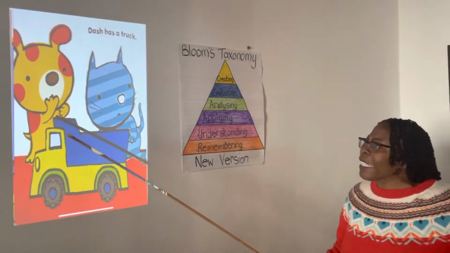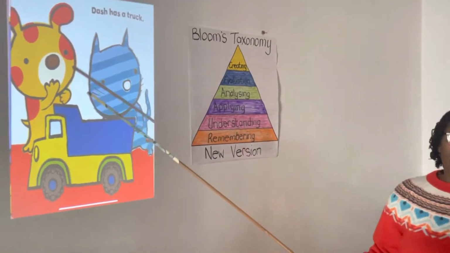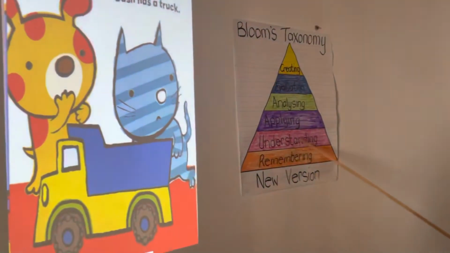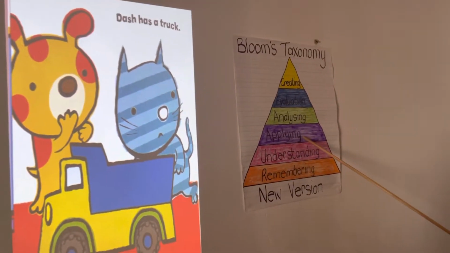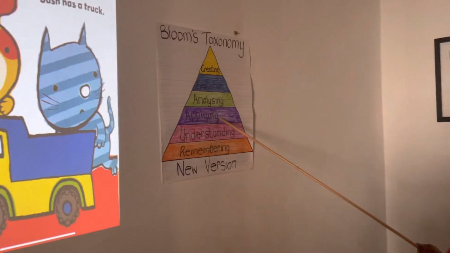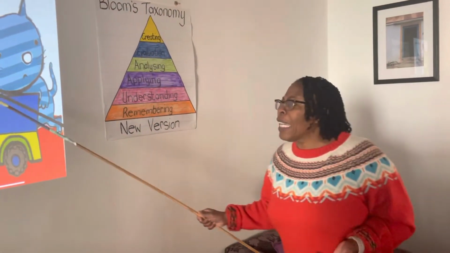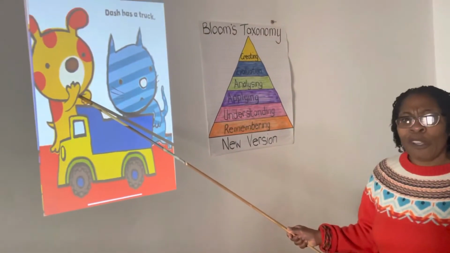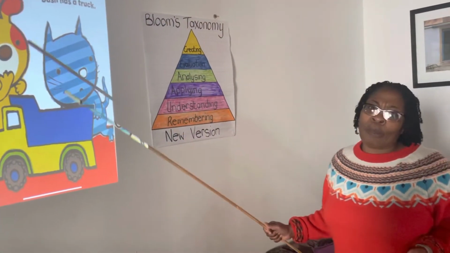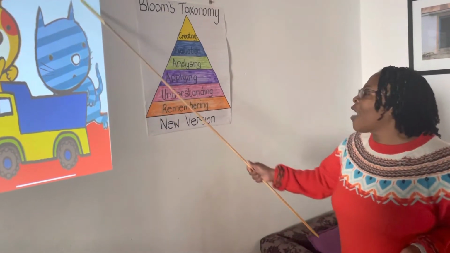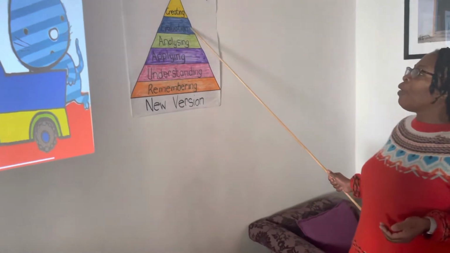Now we say, look at Dot's face. How do you think Dot is feeling? Well, this requires understanding and applying the knowledge that the ball belongs to Dot and Dash wanted to play with it, and analyzing. Looking at Dot's face, Dot maybe feels bad that he wasn't a good friend and didn't want Dash to play with his ball, and so Dash now has to play with the truck. Then this becomes an opportunity for a little bit of evaluation.